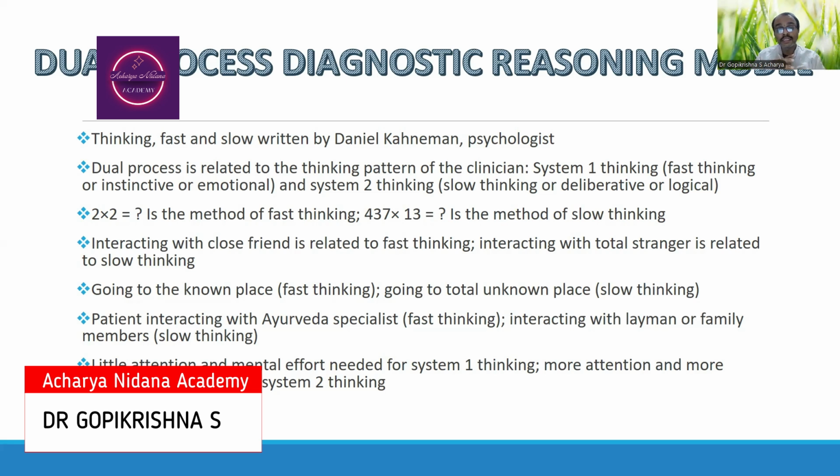In other words, little attention or mental effort is needed for System 1 thinking, that means fast thinking, whereas more attention and more mental effort is needed for System 2 thinking.